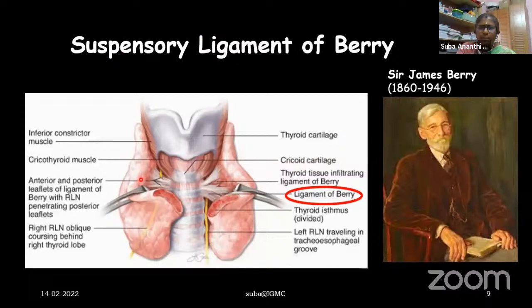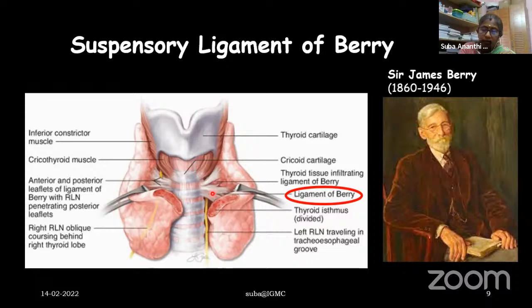The same false capsule, which is formed by the pretracheal fascia, when you trace it horizontally, gets condensed medially and gets attached to the cricoid cartilage. So it's one of the laryngeal cartilages. Here you can see it gets attached to the cricoid cartilage. And you can see a nerve very closely related to the suspensory ligament of Berry. This condensation is called the ligament of Berry, named after Sir James Berry.